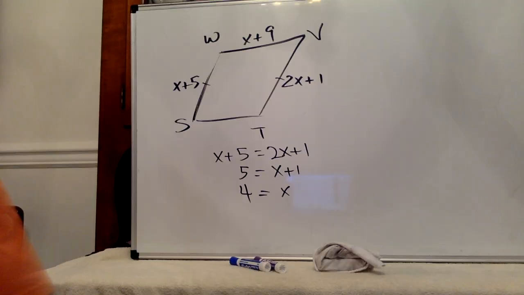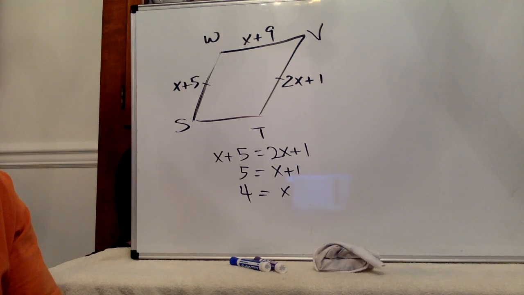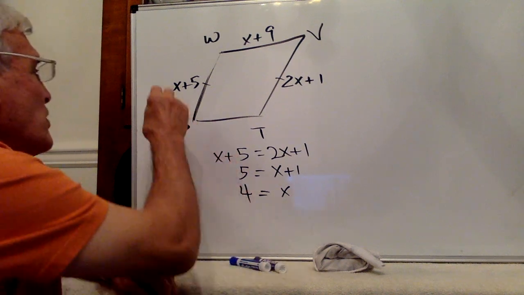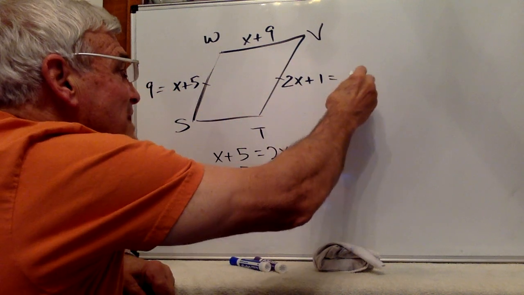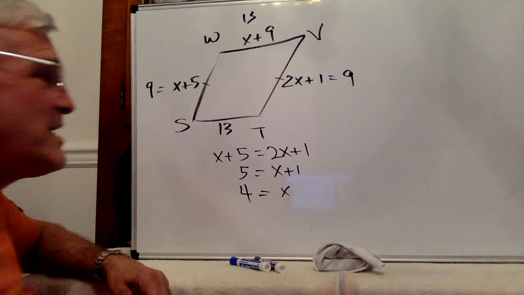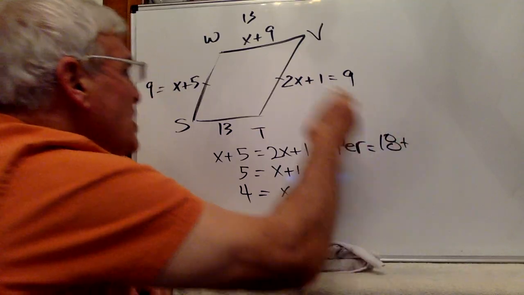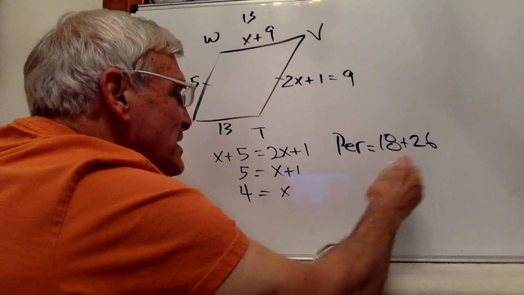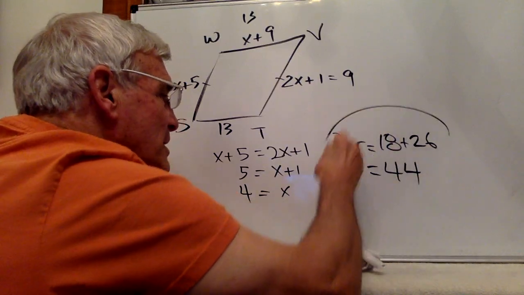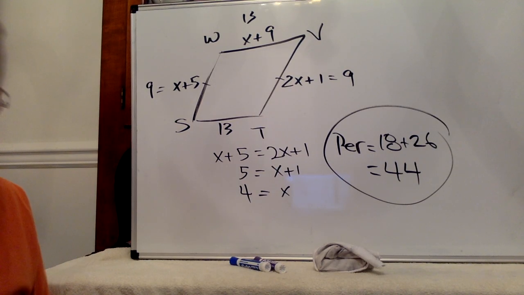Perfectly correct. Don't stop there. The question didn't say find x. You had to find x in order to get the final answer, which was the perimeter of this figure. Well, if x is 4, that means this side is 9, which makes that side 9. And this side is 13, which makes that side 13. Therefore, the perimeter is equal to 2 times 9, 18, plus 2 times 13, which is 26. 18 plus 26 is 44. And there's your final answer. The perimeter is 44. Bada boom, bada bing. Okay?